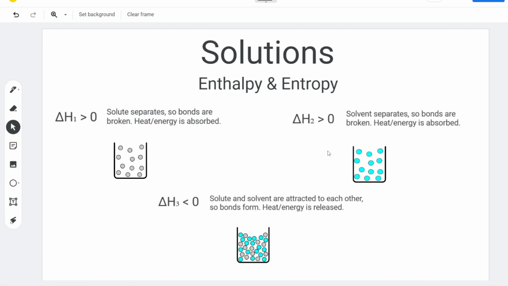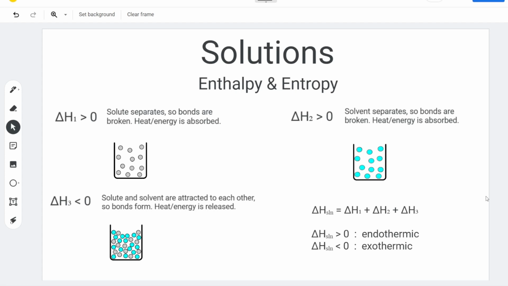What do we do with these 3 enthalpy values? In order to find the total enthalpy of the solution, we must add the partial enthalpies of each step. If the total enthalpy is greater than 0, then the formation of the solution was endothermic. If the total enthalpy of the solution is less than 0, then it is exothermic.